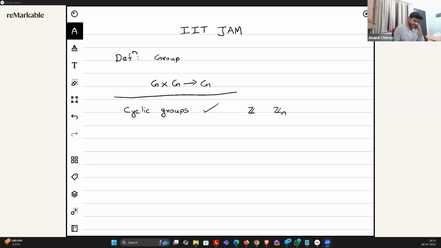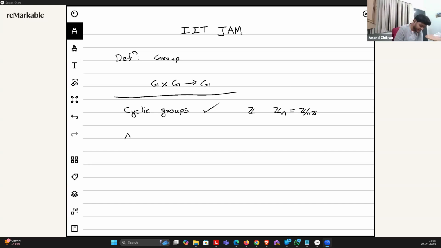Every cyclic group is either Z or Z mod nZ, which we can write as Zn. When you pursue higher studies, this means something else. People usually denote this by Z mod nZ. Some confusion might arise when you look at Z, but it's okay for the time being.